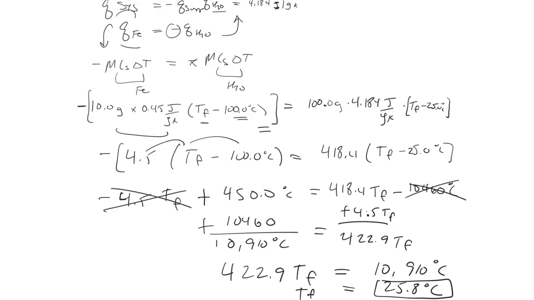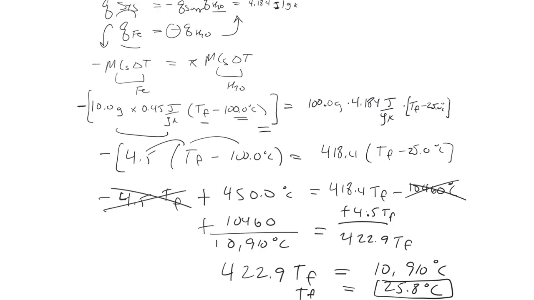But we end up with a final temperature 25.8, so just barely higher, because iron only has a specific heat of 0.45. It doesn't have that much heat to lose when it drops its temperature. It takes a lot of heat to increase water's temperature. So the final temperature here goes up by 0.8 degrees. So water increases by 0.8 degrees by adding this hot piece of iron into that water mixture.